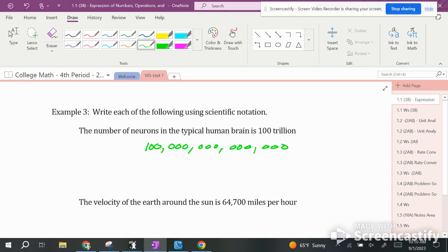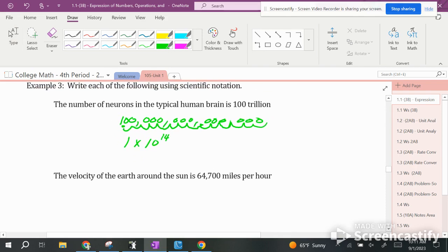Okay, so my first number has to be between 1 and 10. So 1 times 10, so that means I gotta move the decimal to right here. So 1, 2, 3, 4, 5, 6, 9, 10, 11, 12, 13, 14. But you can count it out if you like. So 1 times 10 to the 14th neurons. That's a lot of neurons.